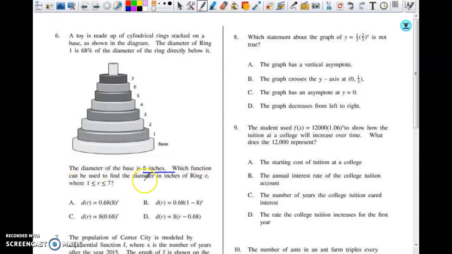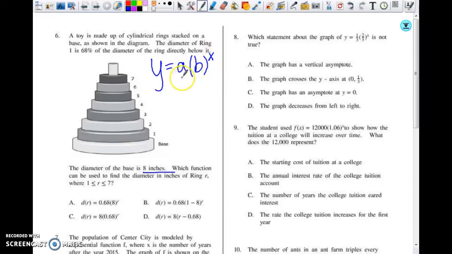Which function can be used to find the diameter in inches of ring r, where r is greater than or equal to 1, but less than or equal to 7, sorry. So they love to ask you this question, and what we can do to eliminate automatically is, guys, we know the equation, and we're going to keep coming back to it. Because you can figure out 100% of the time what your answer is if you know this.